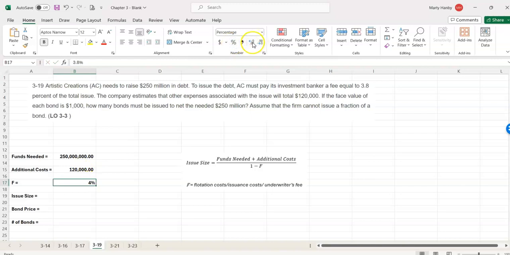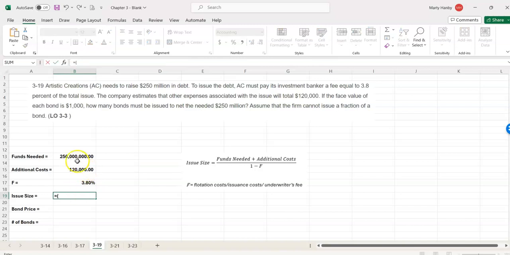So hit percent. Get the arrow here to add zeros. So our issue size equals, we need to use parentheses this time, $250 million plus the additional costs, and close parentheses, and divide by 1 minus the underwriter's fee. And then the parentheses on the top and the bottom.